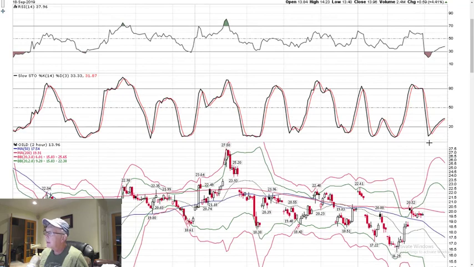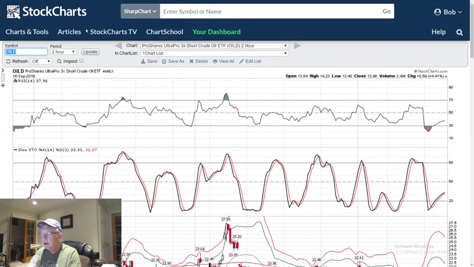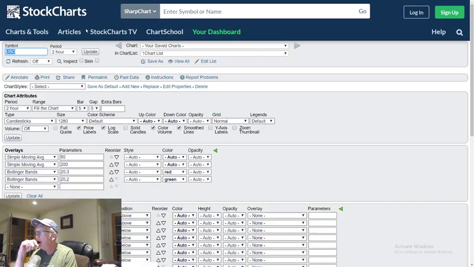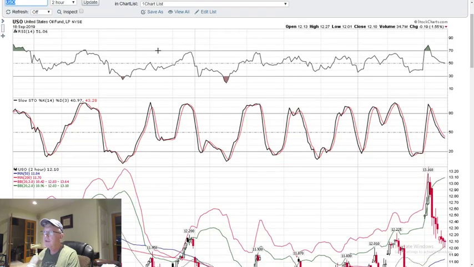I don't know. Not quite yet though. I would need to take a closer look at oil. And if you take a look at oil, and this is again on a 2-hour basis, it's beginning to show signs of strength on Stokes. Granted, both lines on Stokes are down below the 50 level, but keep in mind this is a 2-hour chart, very volatile. The RSI is stabilizing at the 50 mark.